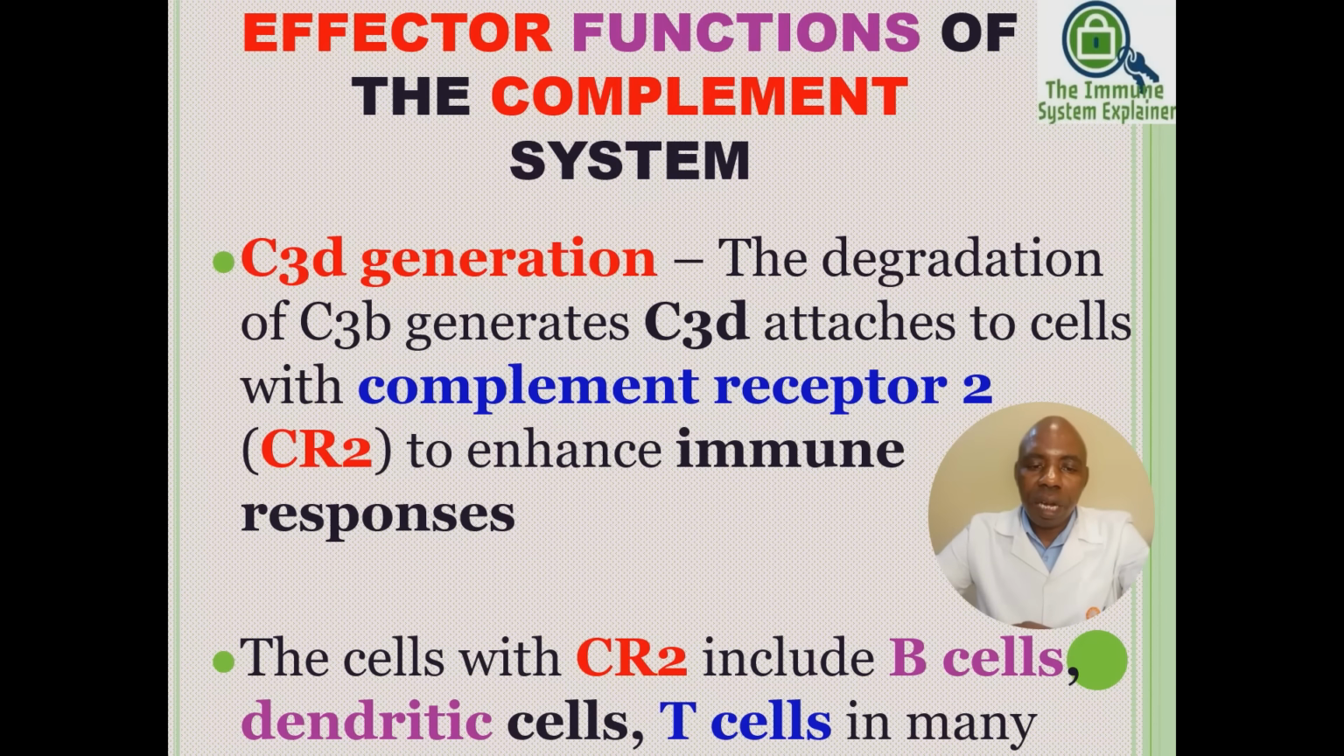The other effector function of the complement system is C3d generation. The degradation of C3b generates C3d, which attaches to the cells with the help of the complement receptor 2, and that is CR2. This, ladies and gentlemen, enhances immune responses. The cells with CR2 include the B cells and the dendritic cells, and sometimes the T cells. Okay.